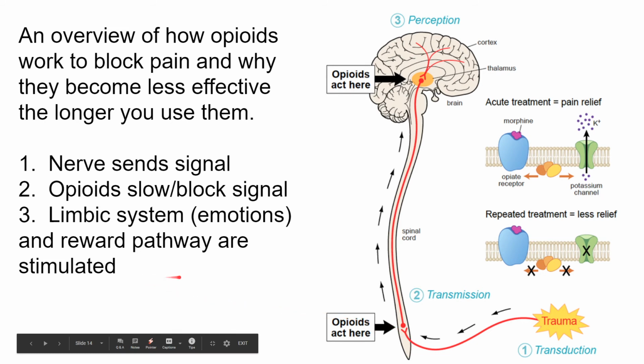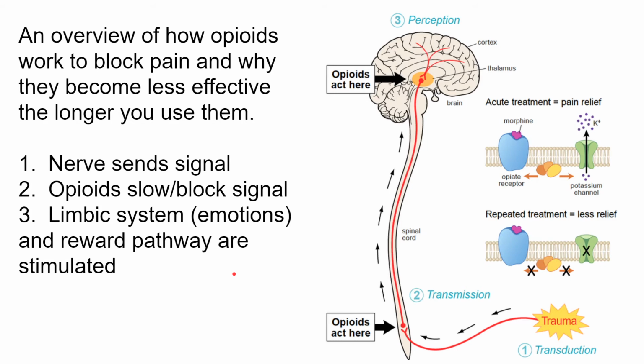These opioids help to stimulate the limbic system and our reward pathway, which means they make you feel good so you want to do it more. So it's just making sure that you don't use them too much if you have to use them for some purpose.